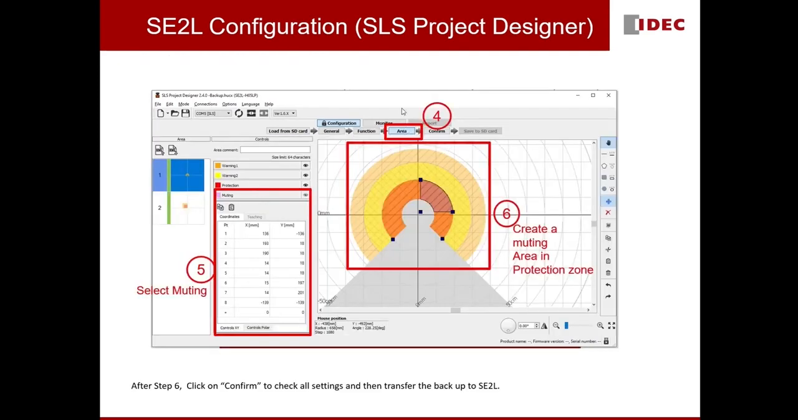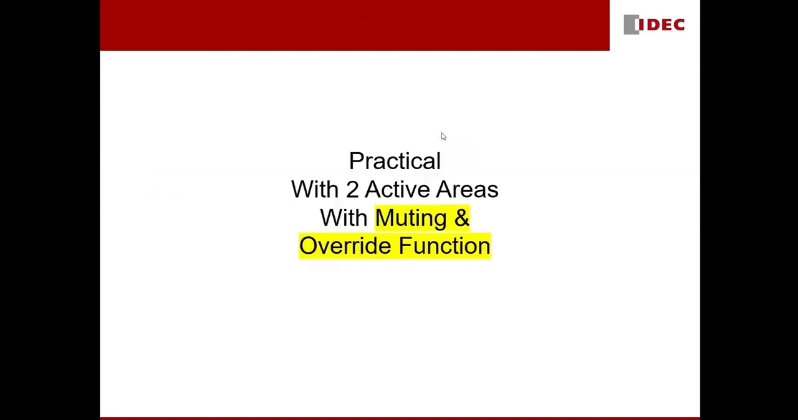Once we do that, a small area has to be designed. Once we check the muting checkbox, we have to go to the area, then go to the muting option on the bottom side. Select an area in the protection zone, design as per the need, the square box or whatever design we'd like to go with. Just design and save. Once we have done that, we can go to confirm. The remaining procedures are the same as the previous video solutions of downloading a backup into the SLS project designer. So we'll see both the practicals in one go.